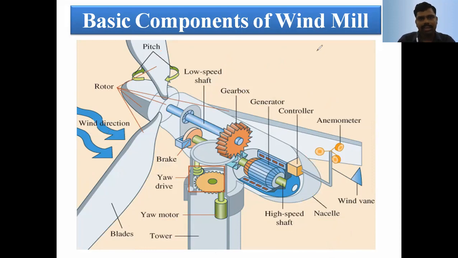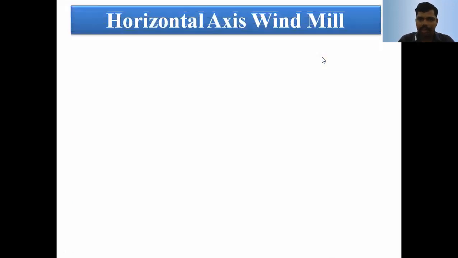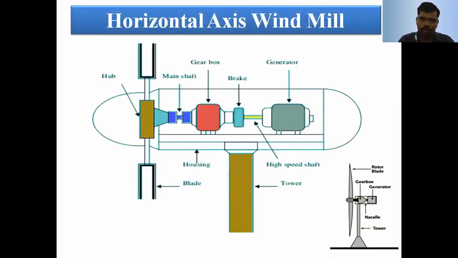And wind turbines are classified into two types based on the position of the shaft. One is the horizontal axis windmill, and the other is the vertical axis windmill. They are represented based upon the position of the shaft. Here the position of the shaft is horizontal, so this name represents the horizontal axis windmill.